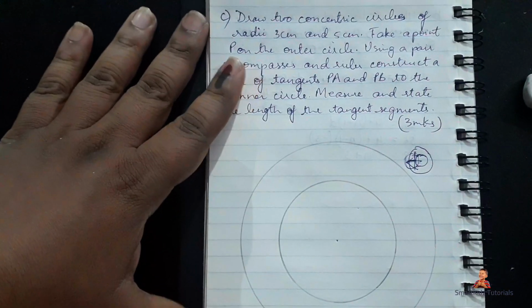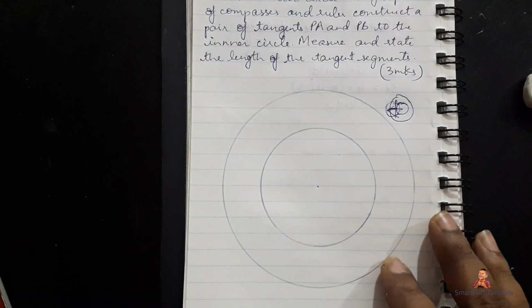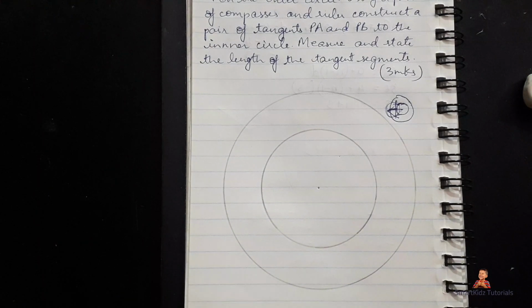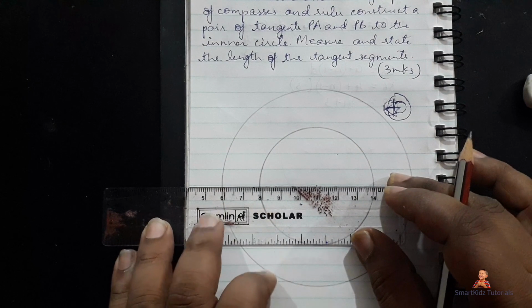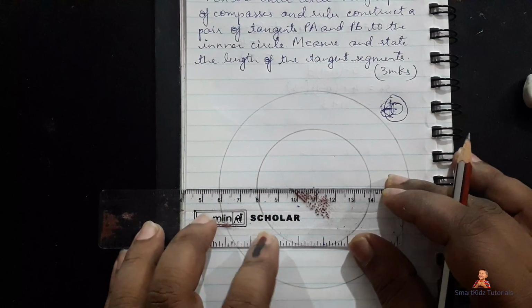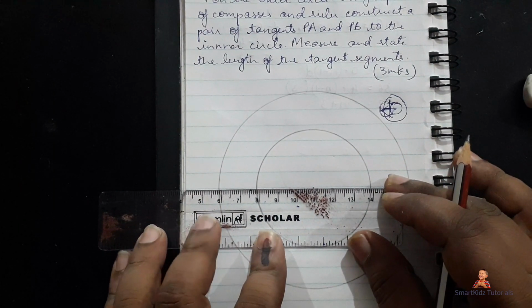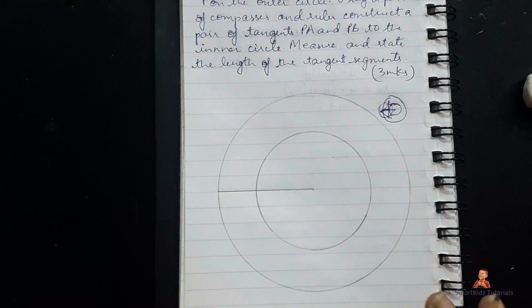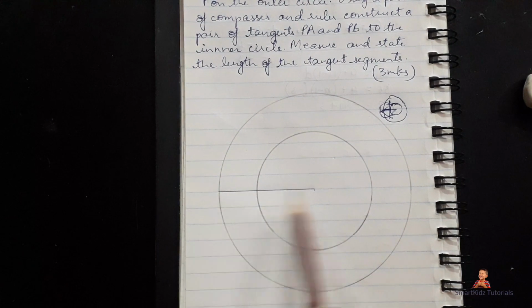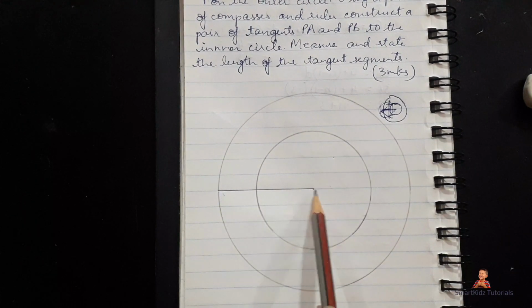So we have our 2 concentric circles ready now. Next, I will draw a line this way, joining the 2 circles here. So this is actually the radii, and this will be 5 centimeters. Next, we have to draw a perpendicular bisector to this particular line.